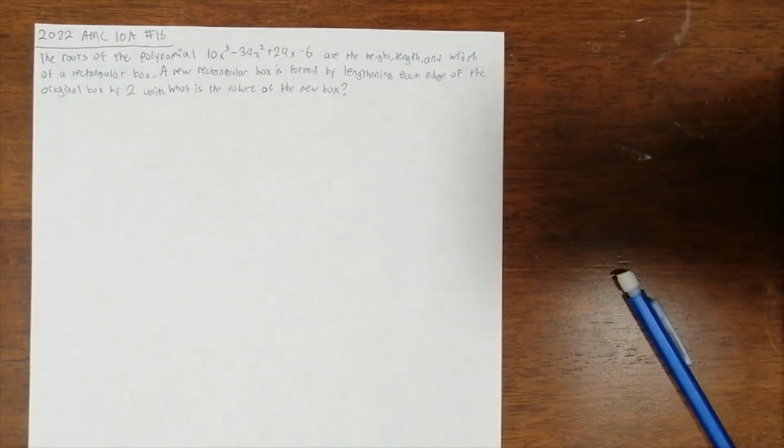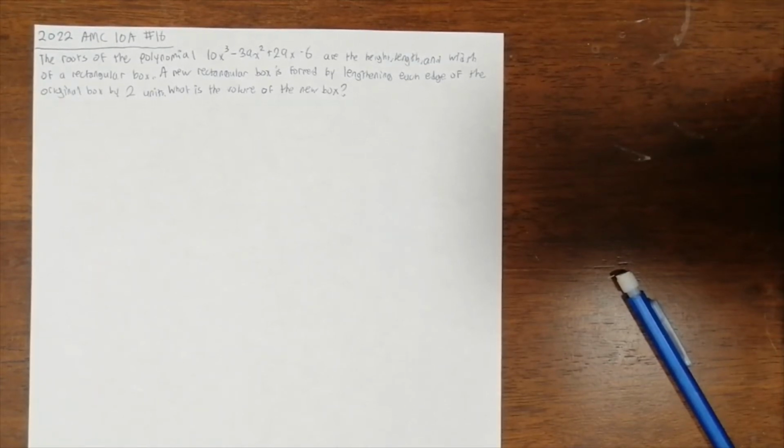This is going to be number 16 on the AMC 10A. The roots of the polynomial 10x cubed minus 39x squared plus 29x minus 6 are the height, length, and width of a rectangular box. A new rectangular box is formed by lengthening each edge of the original box by 2 units. What is the volume of the new box?